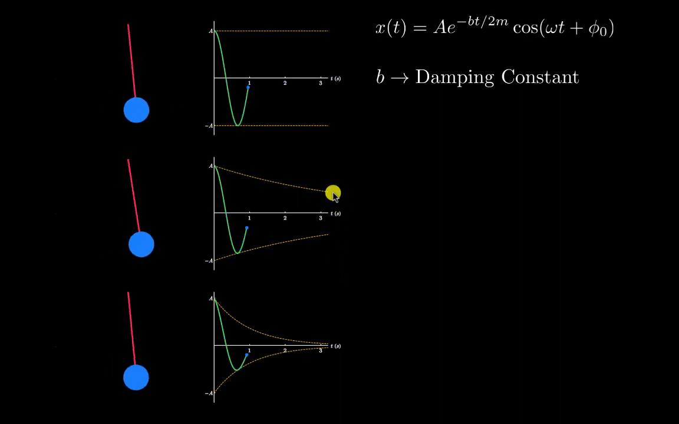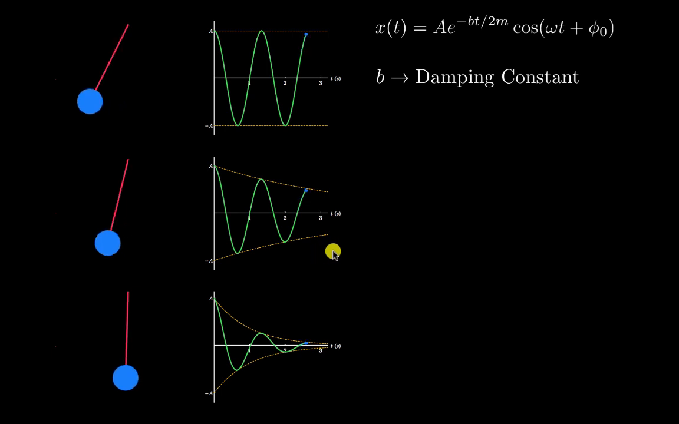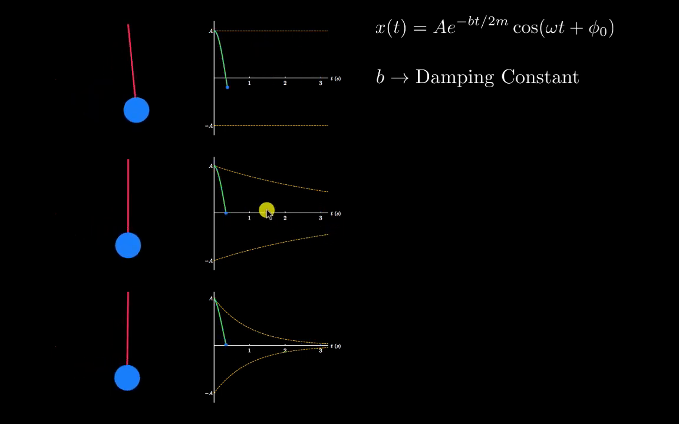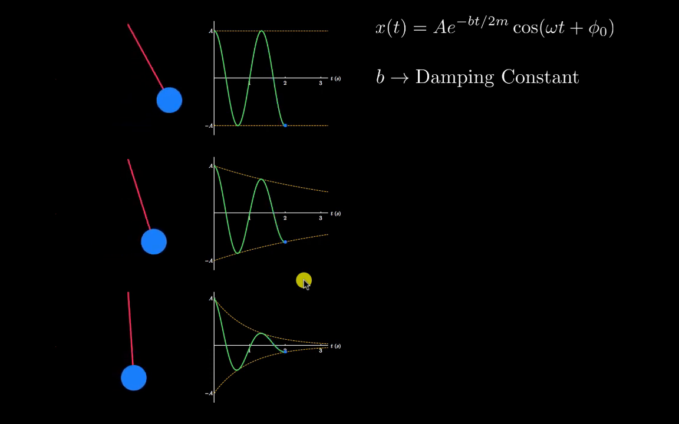Here we have a modest value of the damping constant. Here we have a more extreme value of the damping constant. And we can see that the value of b determines how quickly the oscillation dies out. A couple more notes on the damping constant.